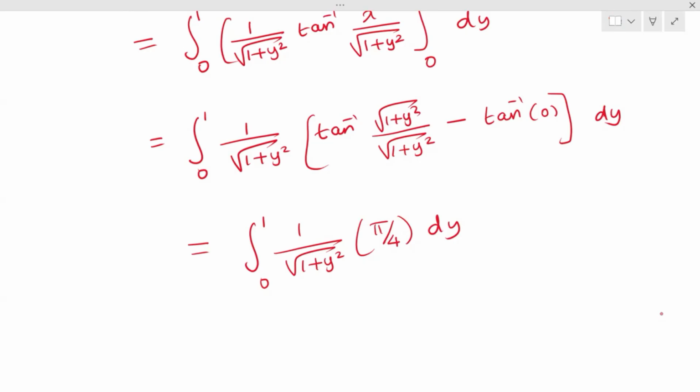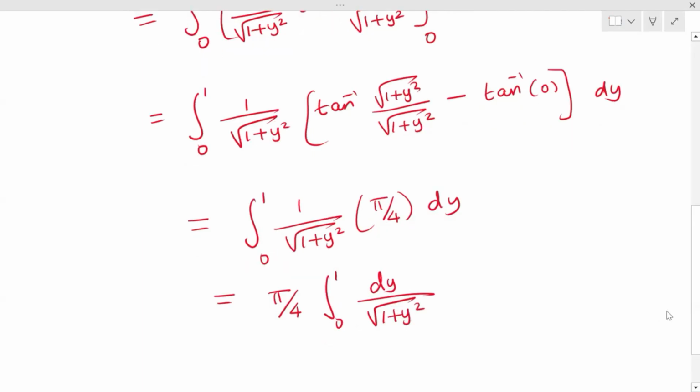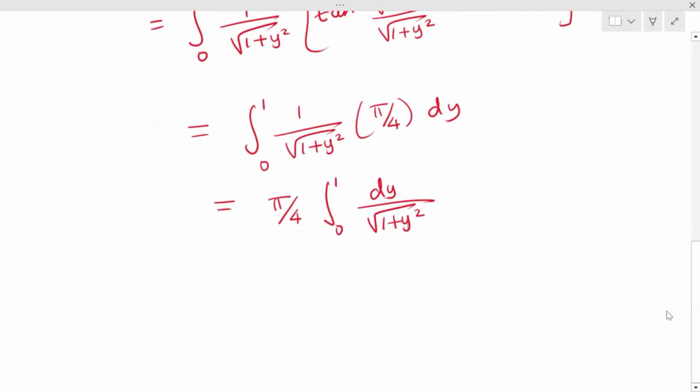Okay, now the inner integration is over. Now we have to do the outer integration, that is with respect to y. So take the constant outside, 0 to 1, dy by root of 1 plus y square. Again we have to apply the formula. The integration of this one is pi by 4 log of y plus root of 1 plus y square. So this is the integration of dx by root of a square plus x square.